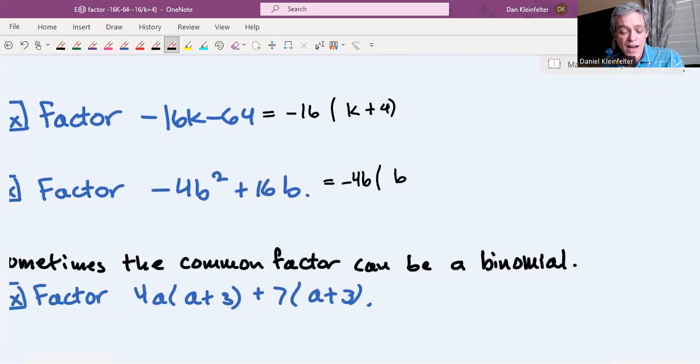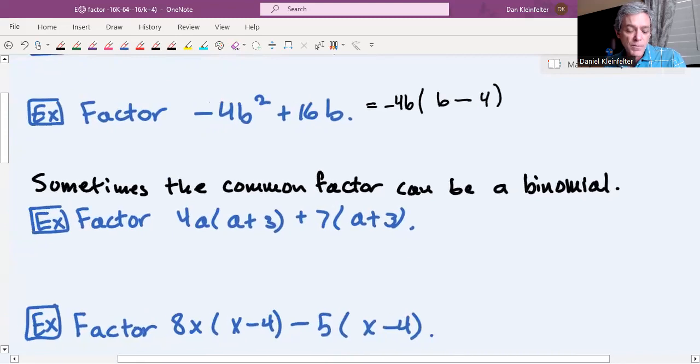And then since I've factored out a negative, in order to have that middle sign end up plus, we'll have to have a minus in here. Negative times a negative will be positive. So b minus inside of the parentheses. And then here we had 16b. I factored out negative 4b, so we'll have negative 4 left. Let me double check and make sure I didn't make a mistake. Negative 4b times b is negative 4b squared. Negative times a negative is positive. 4b times 4 is 16b. So it looks good. Okay.